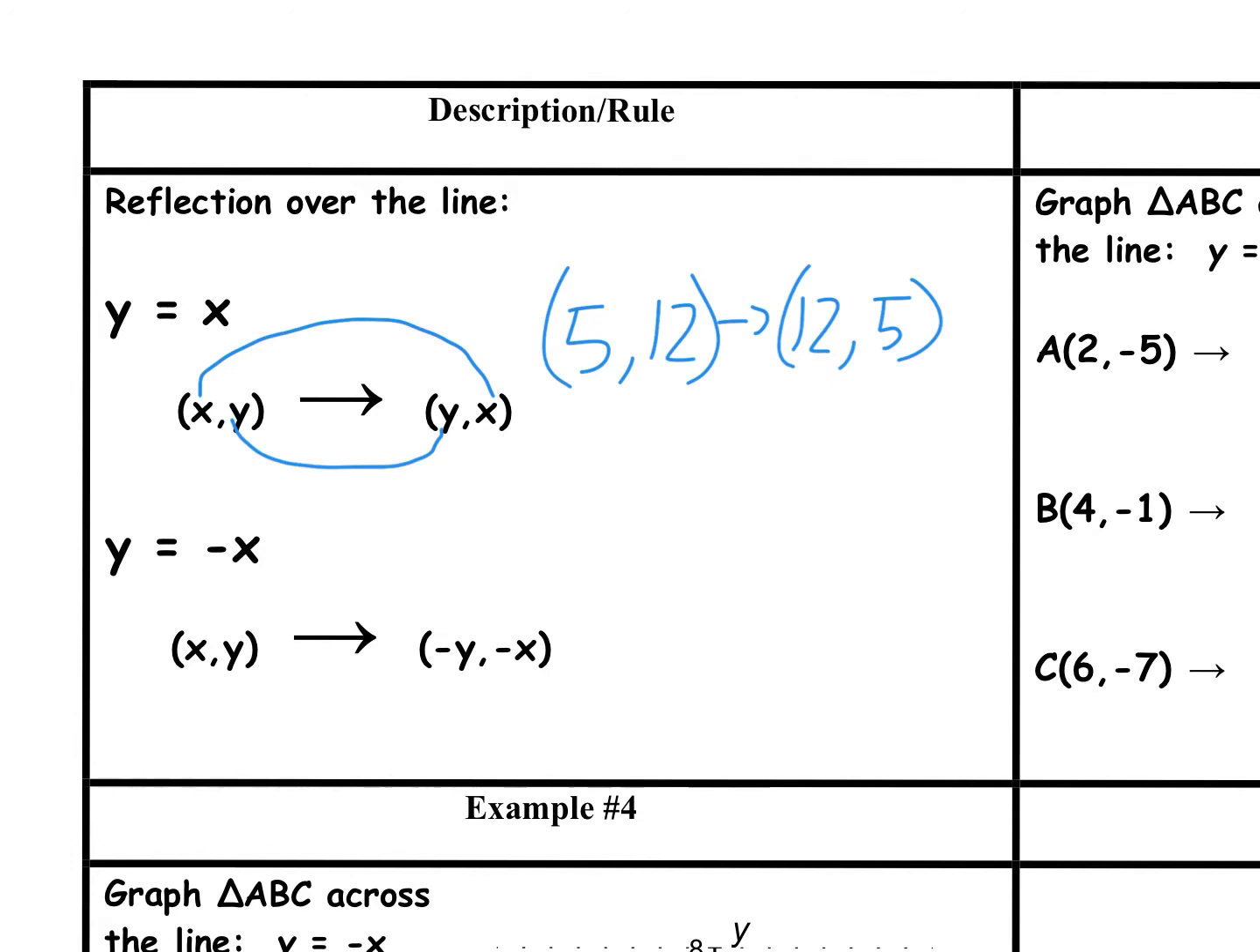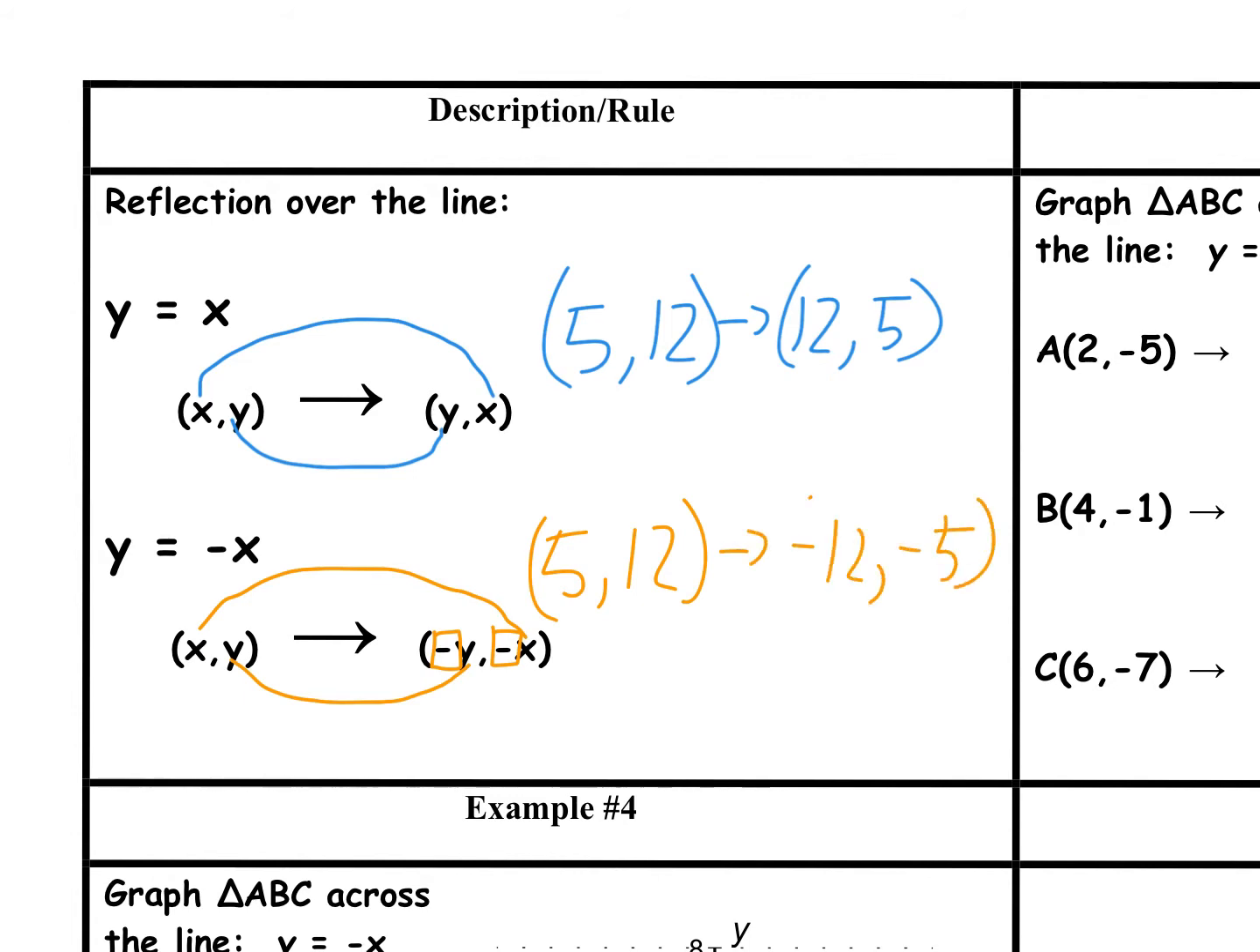But if we were to reflect over the negative diagonal, we still have our x and y's transposing, swapping positions, but now we also have them swapping signs. Such that if we had 5, 12, that would become negative 12, negative 5.